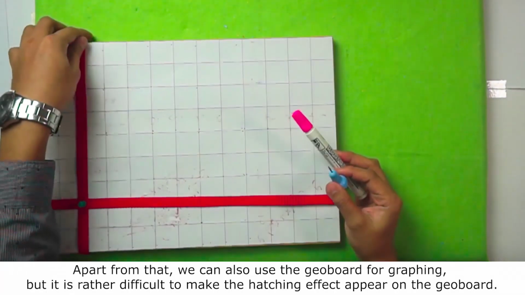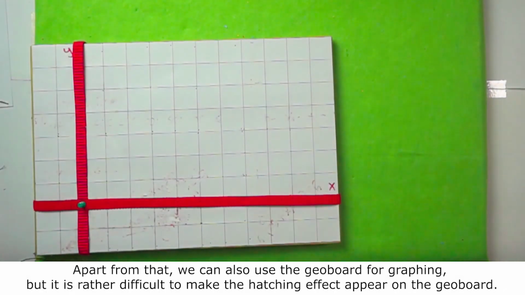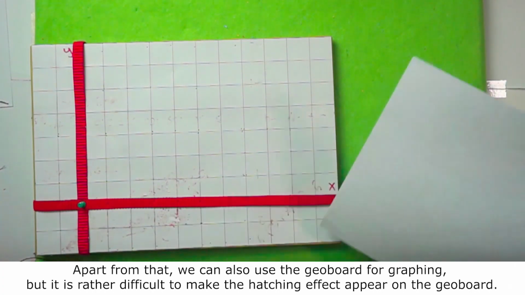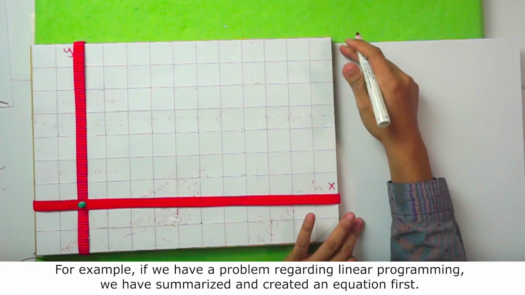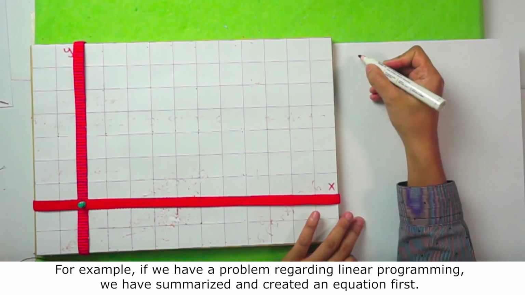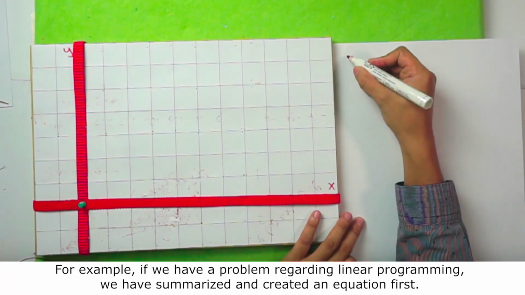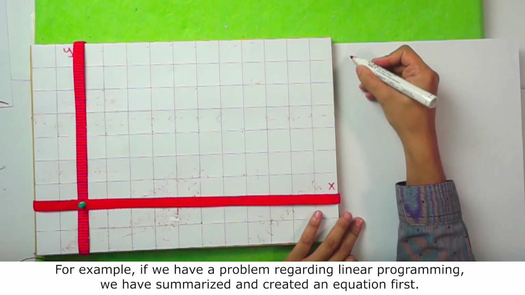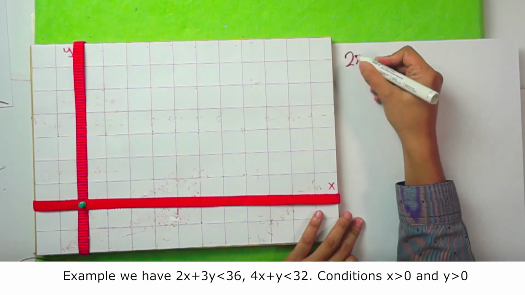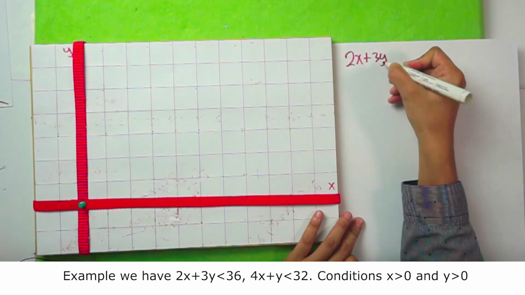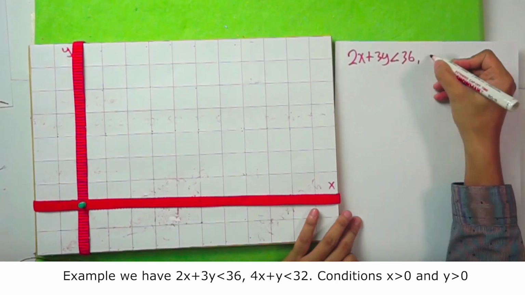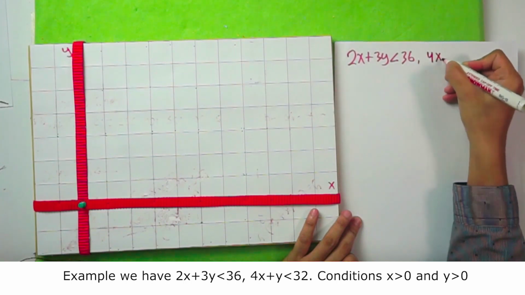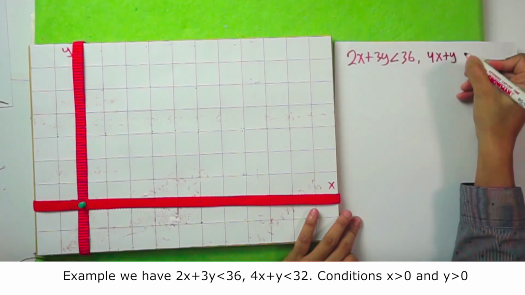Besides that, we can also use the geoboard for graphing, but it is rather difficult to make the hatching effect appear on the geoboard. For example, if we have a problem regarding linear programming, we have summarized and created an equation first. Suppose we have 2x plus 3y less than 36, 4x plus y less than 32. Conditions x more than 0 and y more than 0.